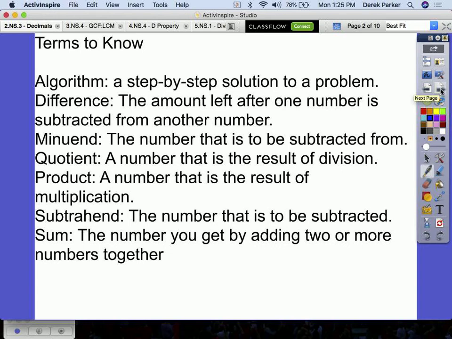Difference, the answer to a subtraction problem. Minuend, the number that is to be subtracted from. Quotient, a number that is the result of division. Product, an answer to a multiplication problem. Subtrahend, the number that is to be subtracted. Sum, the number you get by adding two or more numbers together, or the answer to an addition problem.